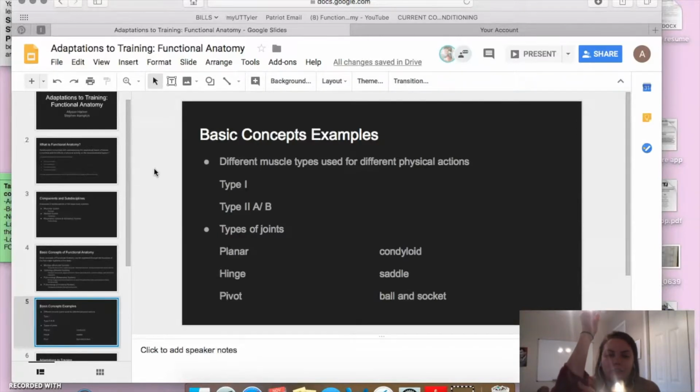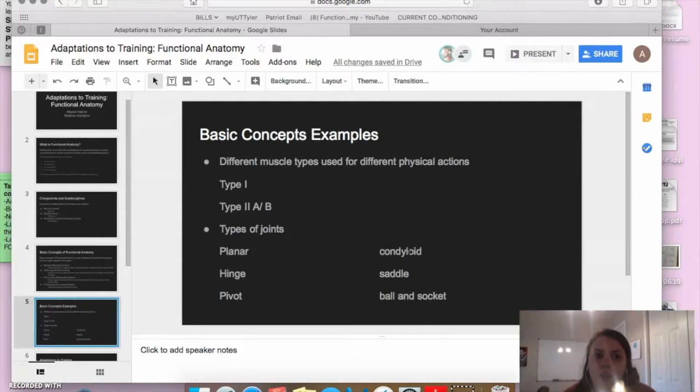So in your hinge joint, it just allows one range of motion. It's going to be bending back and forth. And then you have your pivot joints. Those pivot joints are going to be those that allow for rotational movement. A good example of that one is going to be the first and second vertebrae in your neck, which allow you to rotate side to side with your neck.